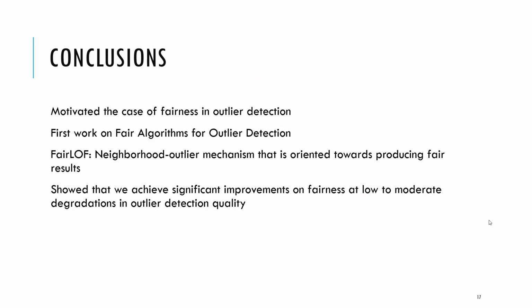So in conclusion, we motivated the case of fairness in outlier detection, and we presented the first work on fair algorithms for outlier detection. We looked at fair LOF as a neighborhood-based outlier mechanism that is oriented towards producing fair results through KNN distance discounting at 3 levels, and we showed that we achieve significant improvements on fairness at low to moderate degradations in outlier detection quality.